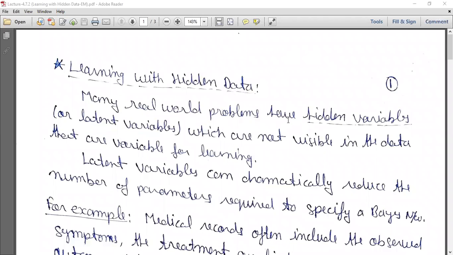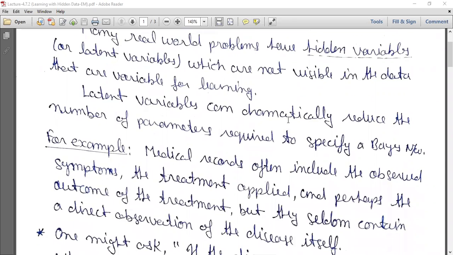Hello friends, today's topic is learning with hidden data. Many real world problems have hidden variables or latent variables which are not visible in the data available for learning. Latent variables can dramatically reduce the number of parameters required to specify a Bayes network.